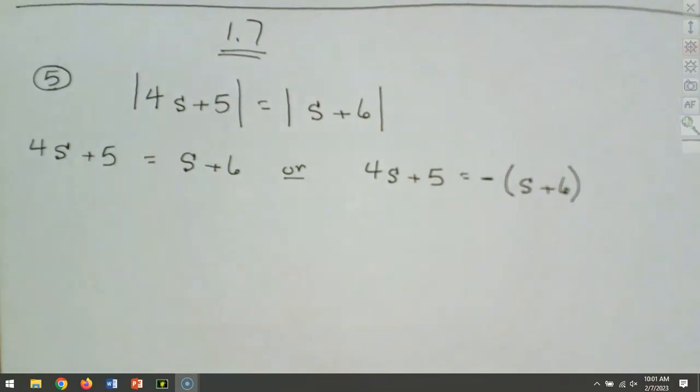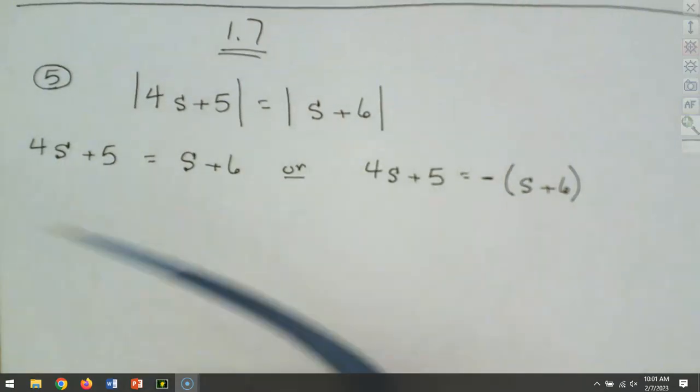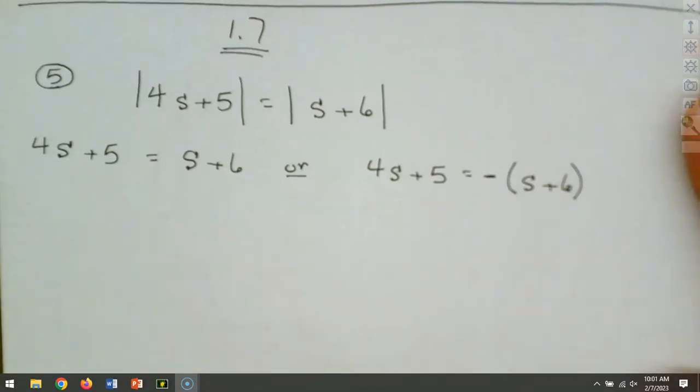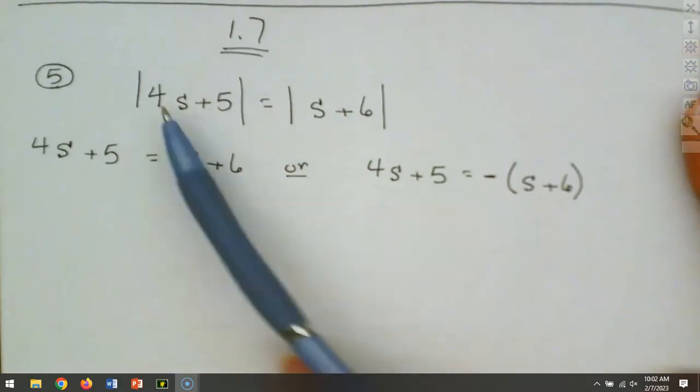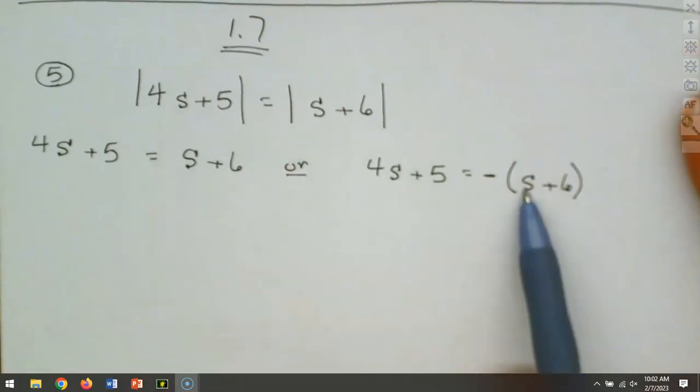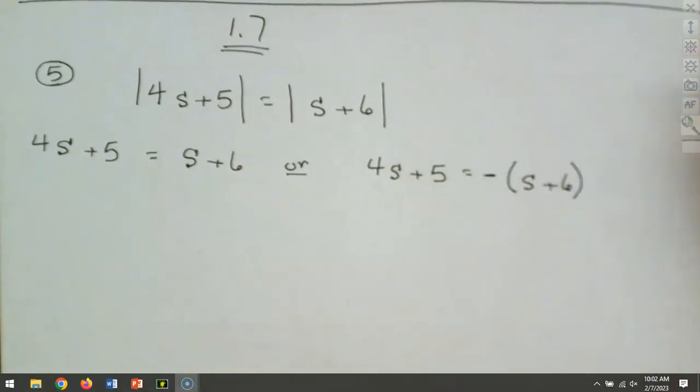Now, they might end up being both positive, both negative at the end. That's okay, but you have to have your two equations. So one of them, all you do is drop the bars. That gives you half of it. The other one, you always keep the left-hand side the same, and the right-hand side, you put the negative in front, and we're going to be distributing through. We always put an "or" between them.